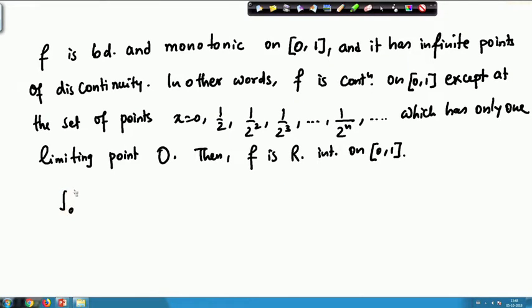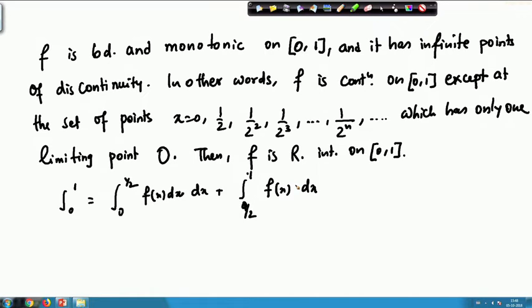So the value is integral from 0 to 1. We have 0 to half f(x) dx, and half to 1 f(x) dx. Next we will divide these, we will continue doing this.